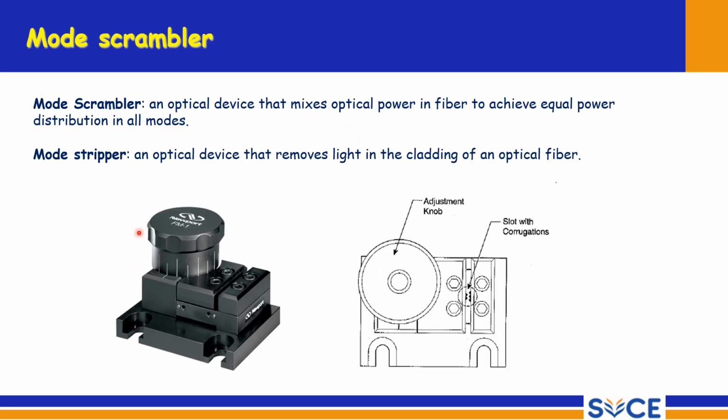So mode scrambler: it is an optical device that mixes optical power in the fiber to achieve equal power distribution in all modes. So this is the actual mode scrambler. This is the knob, with which you can adjust the power in all directions. Here, mode stripper: an optical device that removes light in the cladding of an optical fiber. So it removes light in the cladding. So cladding loss is reduced by this stripper.